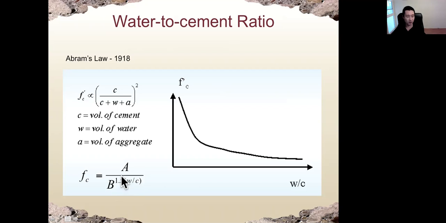A is an empirical constant. The value is around 96, 97 megapascals. B is also a constant, with a value around 4. But we can see here that the water to cement ratio has a very strong effect on the strength of concrete. When we increase the water to cement ratio, the strength of concrete will go down. On the other hand, when we reduce the water to cement ratio, the strength will go up.